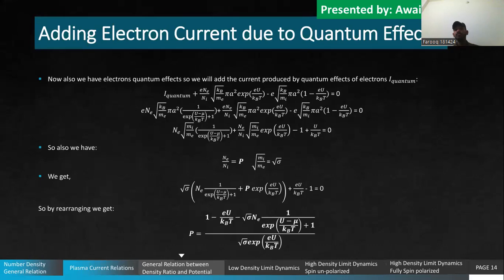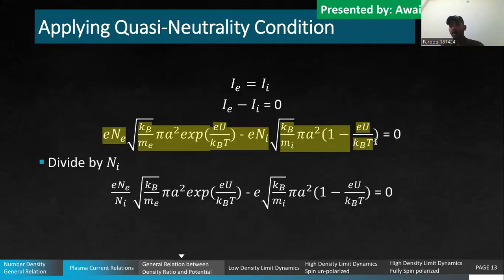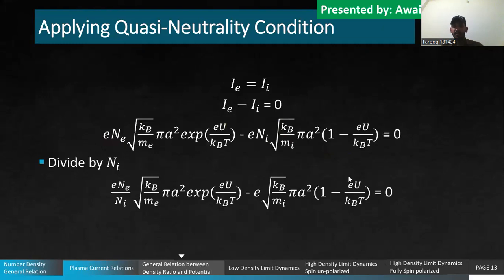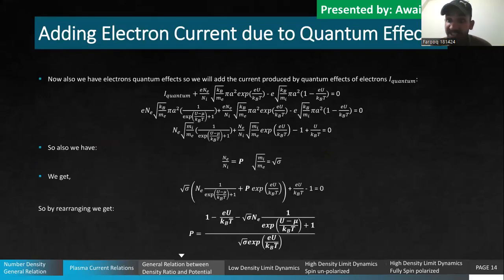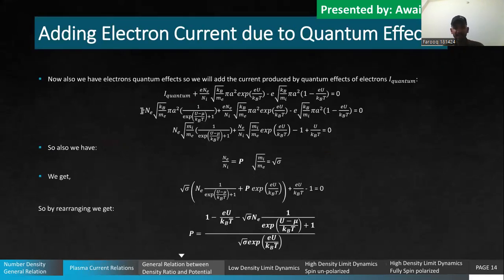Then we are going to add the quantum effects. This current is simple; these currents do not have the quantum effects in them, but due to quantum effects an additional current is produced. So we are going to add that additional current here, I quantum. This is added here, and the formula for I quantum is ENE, this one.